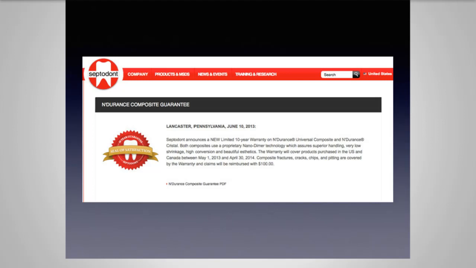Now, for those of you who are listening, this is something that shocked me, that a company would have a warranty, a guarantee on its product. And when I read this, I was very, very surprised. But I think it says something that Septodont is willing to have you work with them to check this out and to see what they have to do. Because if your composite fractures, cracks, chips, or pits over the covered period of the warranty, for any claims submitted, you'll be reimbursed with $100. I've never seen that before. I think that's rather remarkable.